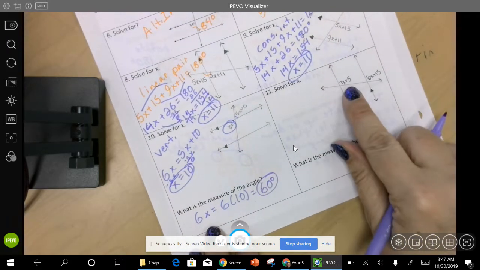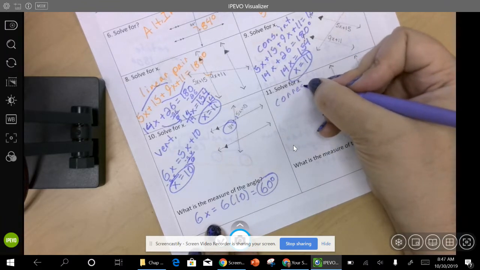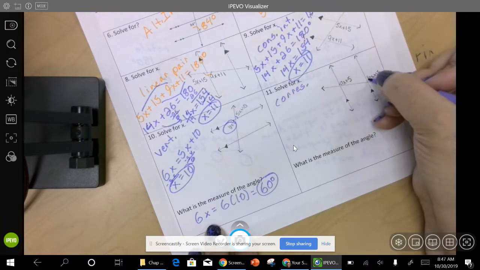Okay, solve for x. These are corresponding. Corresponding angles, remember, same side, skip one.